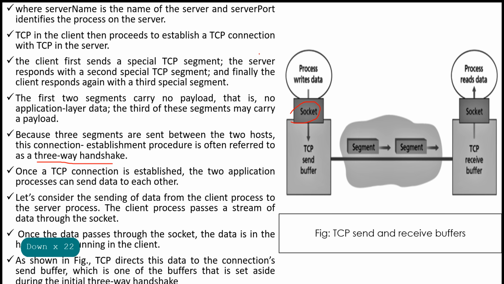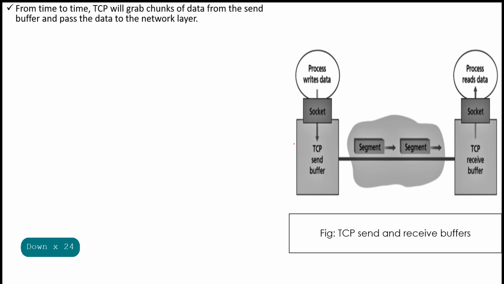As shown in this figure, TCP directs this data to the connection's send buffer, which is one of the buffers that is set aside during the initial three-way handshake. From time to time, TCP will grab chunks of data from the send buffer and pass the data to the network layer.